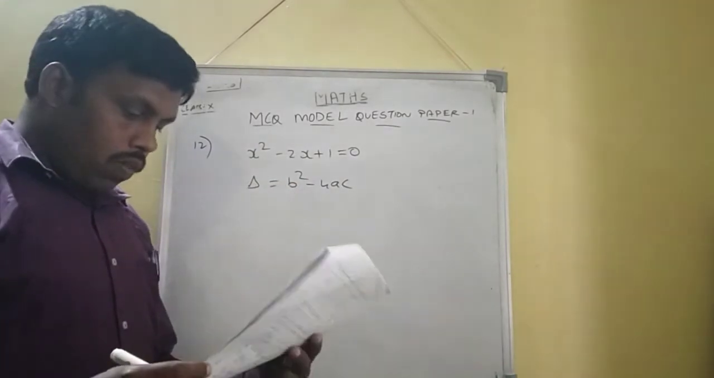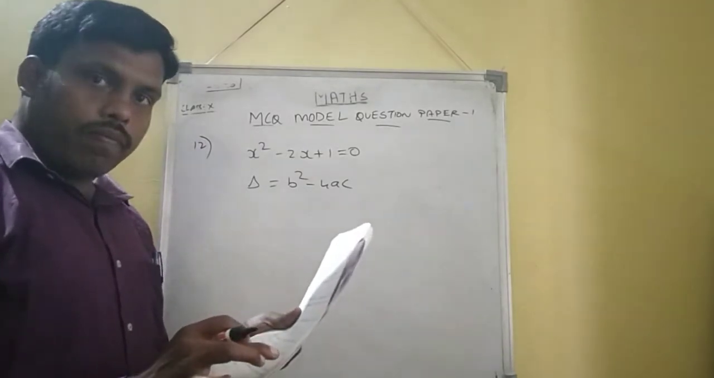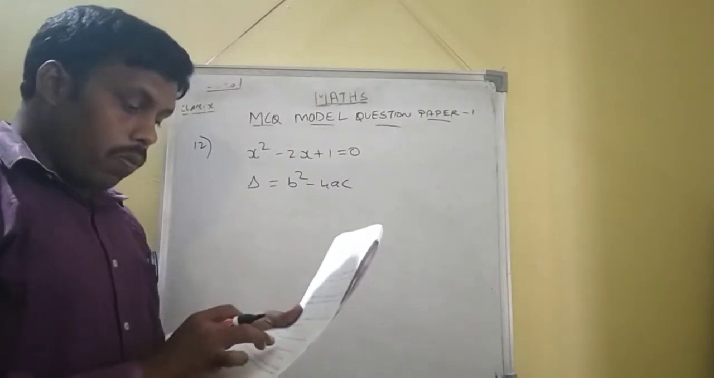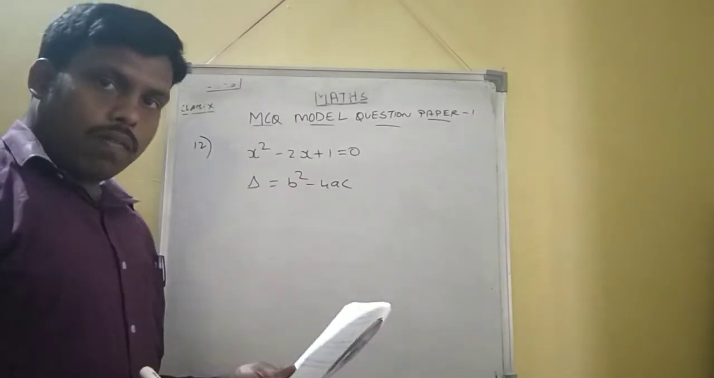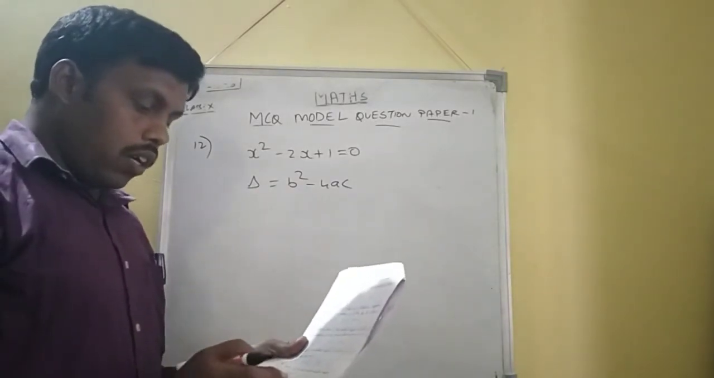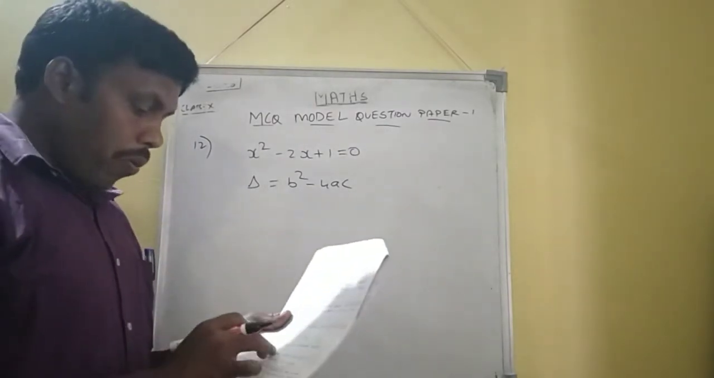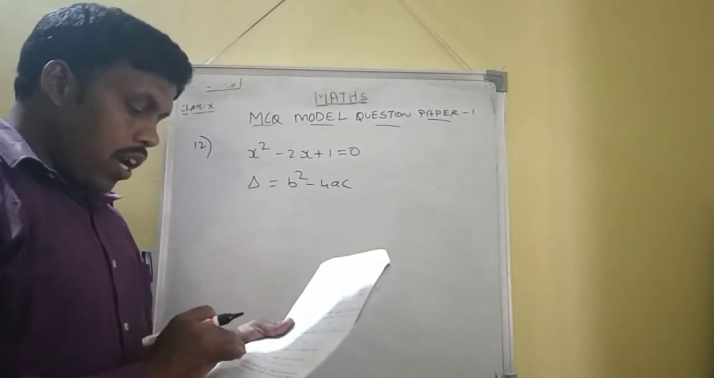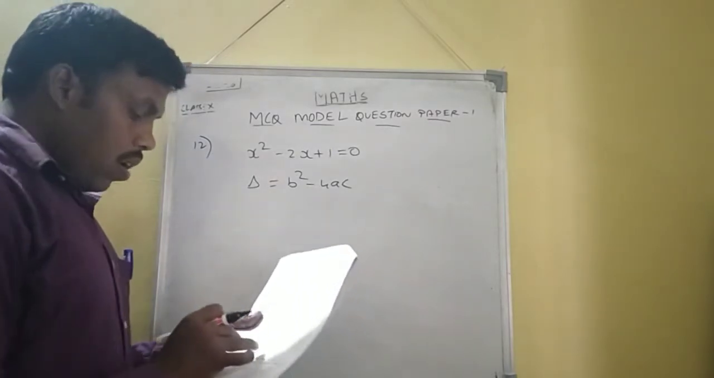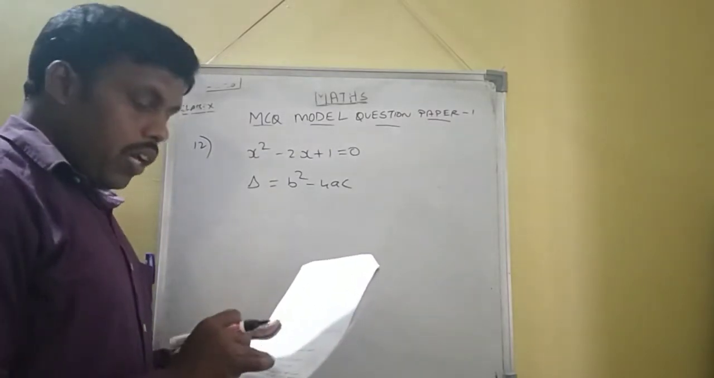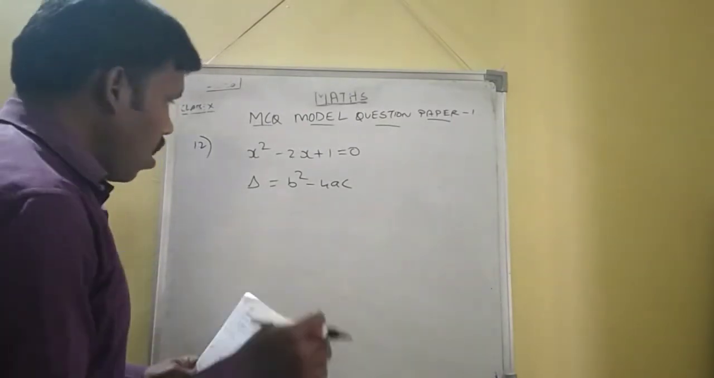If you see the options they have given: A, real and equal; B, real, rational and distinct; C, real, irrational and distinct. Options B and C are both the same. The root can be either a rational or irrational number, that we are not worried about. We will only check whether it is real and distinct, not whether it is rational or irrational. So B and C are the same only, and only three options are left. D is complex. Complex is nothing but no real roots, imaginary roots. That is the options.